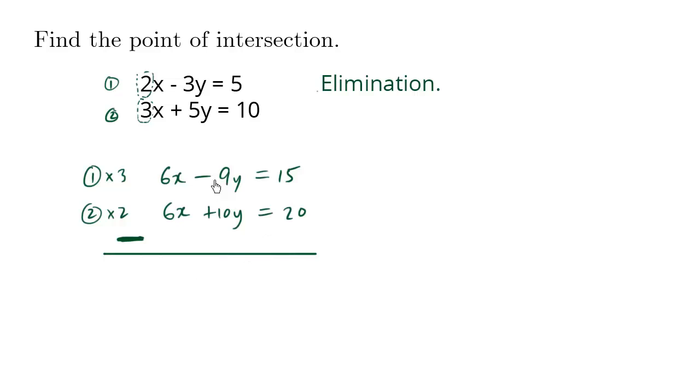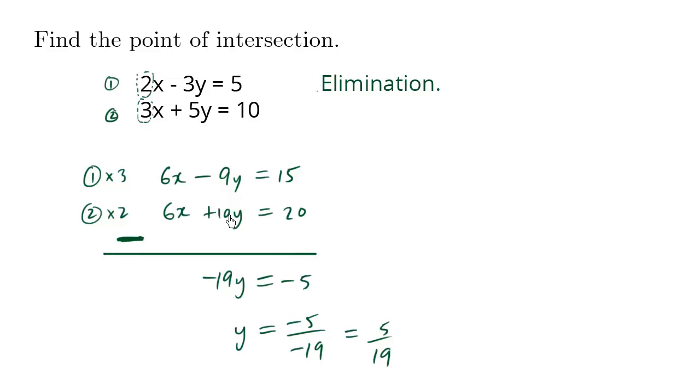We have negative 9y minus 10y is going to be minus 19y. So be careful, we have a negative 9y minus a positive value, which becomes negative 9y minus 10y becomes negative 19y, is equal to 15 minus 20, which becomes negative 5. So what we're going to do is divide both sides by negative 19. We get y equals negative 5 over negative 19, which is the same thing as 5 over 19.